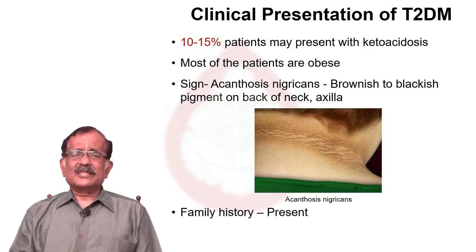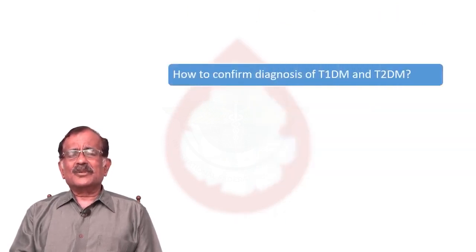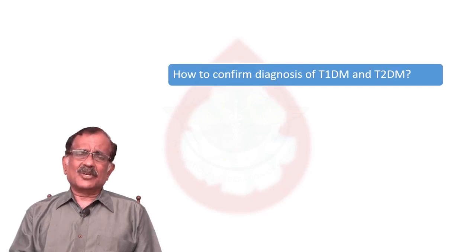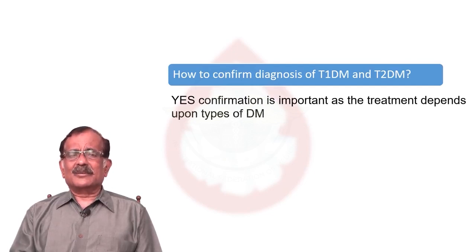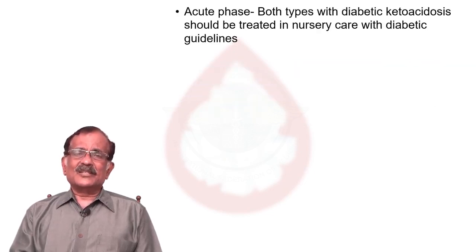Now this is the presentation style of both this type 1 and type 2 diabetes in the young. Now how are you going to confirm the diagnosis? Because confirmation of diabetes type is very important, because the treatment depends upon whether it is type 1 or type 2 diabetes. So in the acute phase, when both these cases come with ketoacidosis, usually they are treated in the intensive care with the usual treatment protocol for diabetic ketoacidosis.